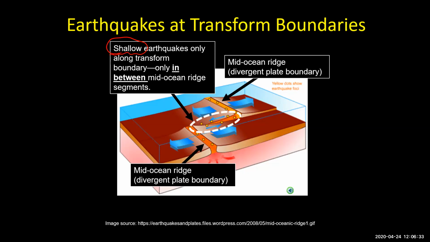And as we've talked about, if we're out at sea and we're in between 2 mid-ocean ridge segments, like I'm drawing here in red, then the earthquake only occurs at the transform boundary in between the 2 mid-ocean ridge segments. Also, earthquakes at divergent boundaries tend to be small in comparison with earthquakes at convergent and transform boundaries.